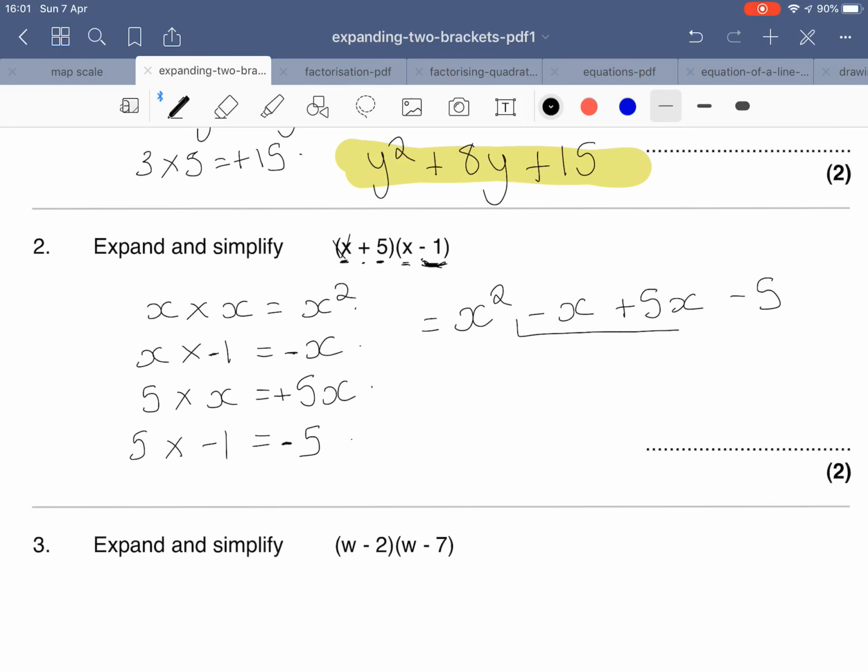So I can collect these middle ones now. So that x squared stays the same. Minus x, add 5x. You've got minus 1, add another 5 is 4. So that'll be plus 4x. So it's not minus 4 because it's positive 4, so it's plus 4x, and then the minus 5 stays the same. So that is the answer.